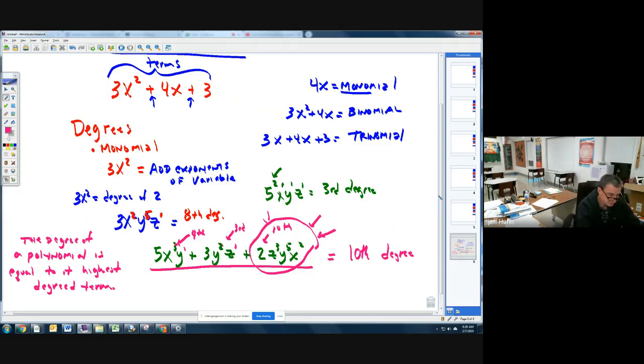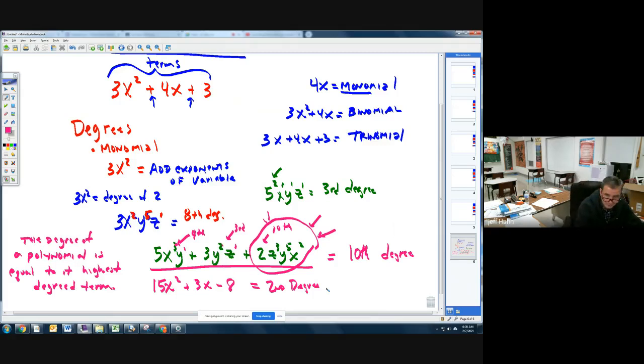Let's do one more. If you have 15x squared plus 3x minus 8, your simple little trinomial, what is the degree of that trinomial? Well, this term has a degree of 2, this has a 1, this is no degree, so it is a second degree polynomial.